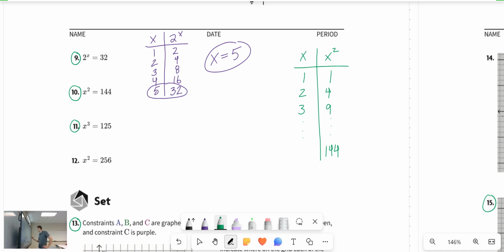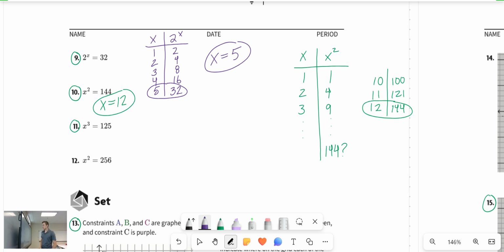Well, we might be able to skip ahead. Maybe we skip ahead and we know that 10 squared is 100. So maybe we just try 11 and 12 and so on. 11 goes to 121, 12 goes to 144. So that's what we're looking for. So x in this case, if x squared is 144, then x is 12.